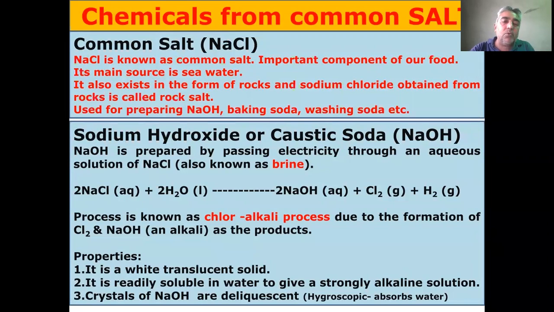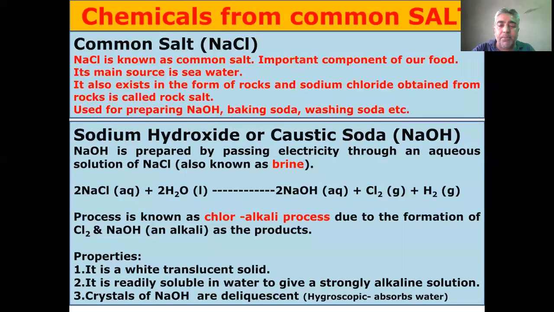The first is sodium hydroxide, or caustic soda. Sodium hydroxide is prepared by passing electricity through an aqueous solution of NaCl. When we pass electricity through an aqueous solution of NaCl, what do we make? Caustic soda. An aqueous solution of NaCl in water is also known as brine.